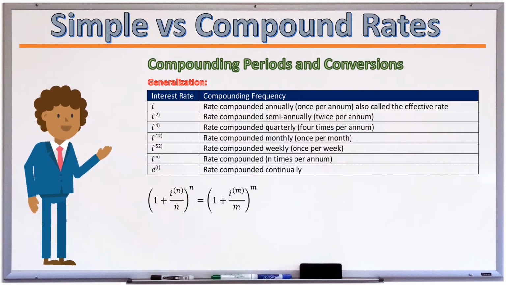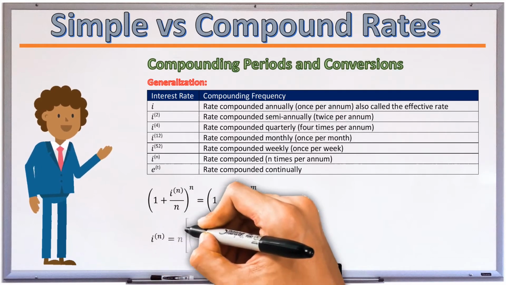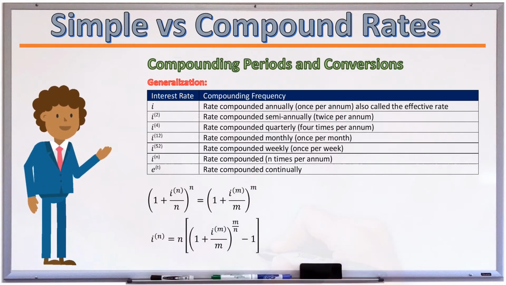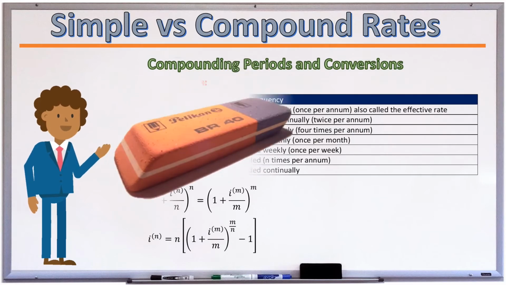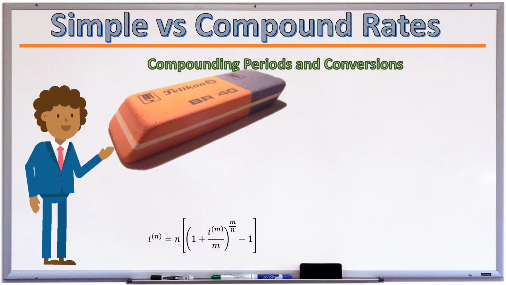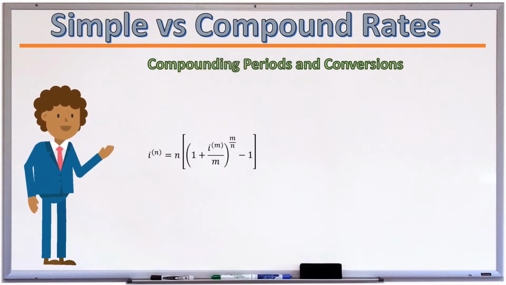1 plus In over n to the power of n is equal to 1 plus Im over m to the power of m. We can simplify this to obtain In is equal to n multiplied by, open brackets, 1 plus Im over m to the power of m over n, and we subtract 1 from that. Close brackets. We can illustrate this in the following examples.